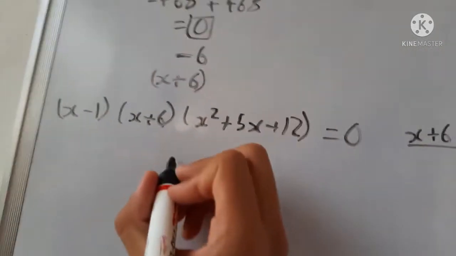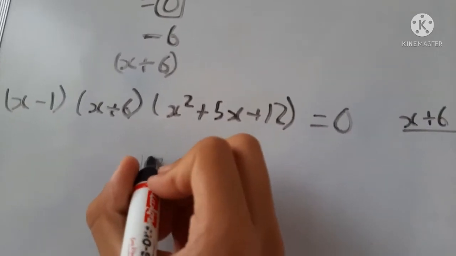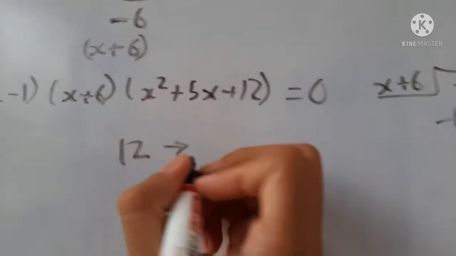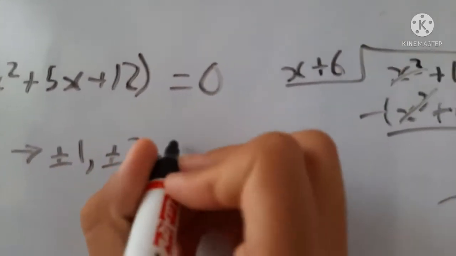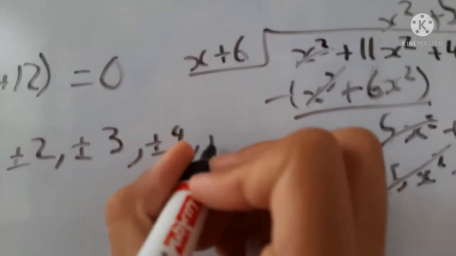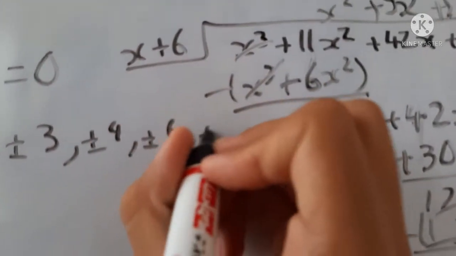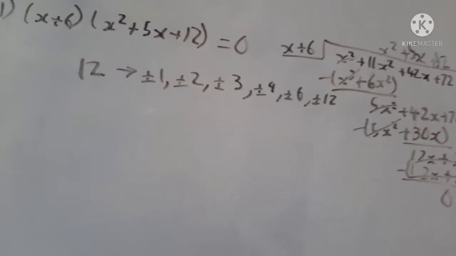So what are the factors of 12? That's plus or minus 1, plus or minus 2, plus or minus 3, plus or minus 4, plus or minus 6, and plus or minus 12. You should also consider the minus signs here. I think we can do 2 and 3. Yeah, that should make sense.